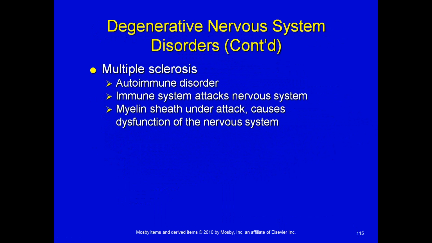Multiple sclerosis is an autoimmune disorder. An autoimmune disorder is when the immune system attacks a part of the body.